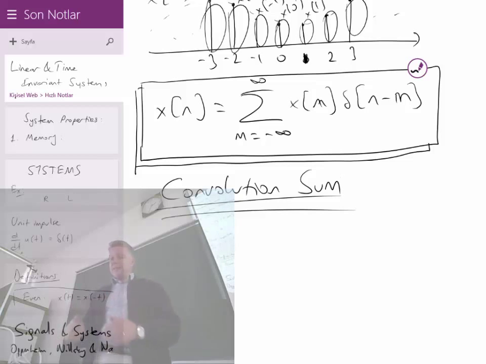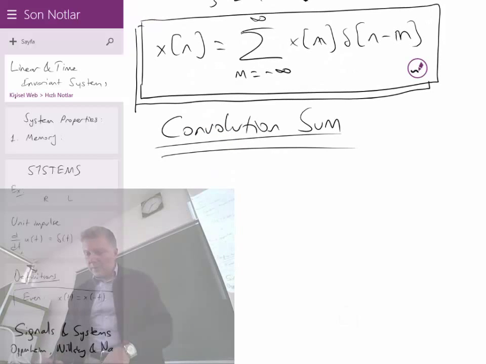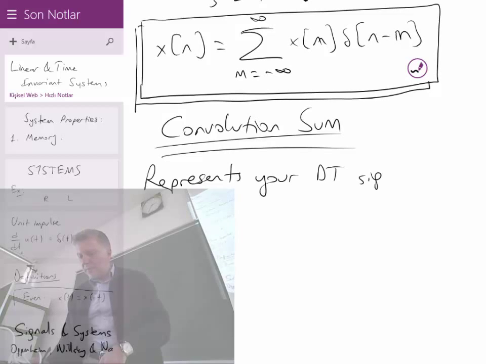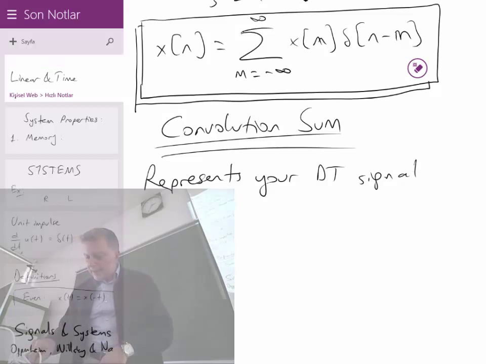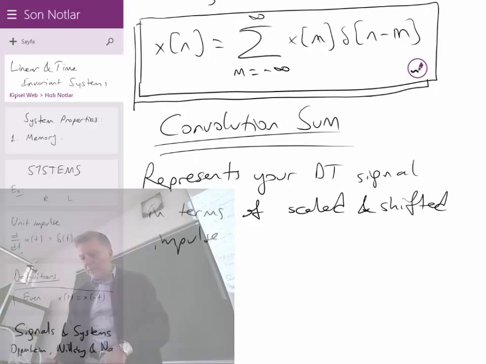It represents your discrete time signal in terms of scaled and shifted impulses. It's the representation of your signal in terms of shifted and scaled impulses.